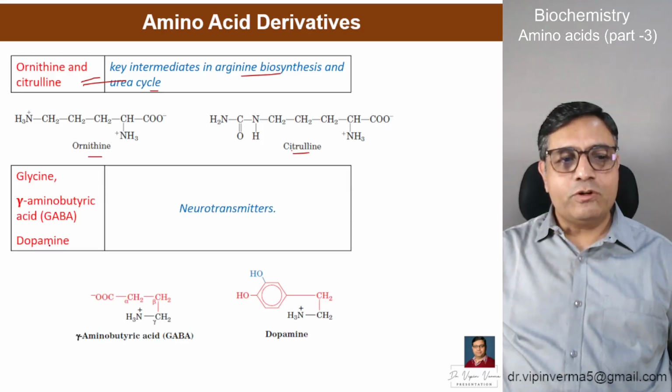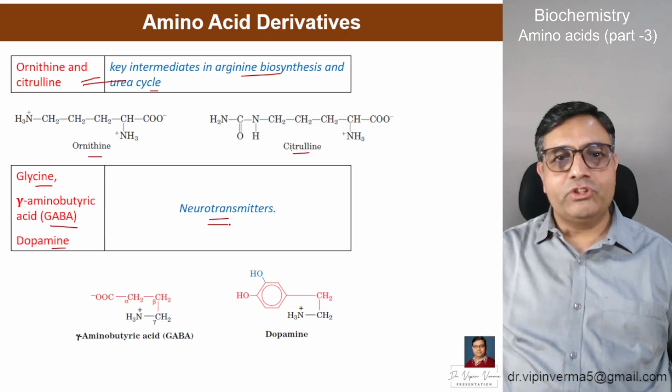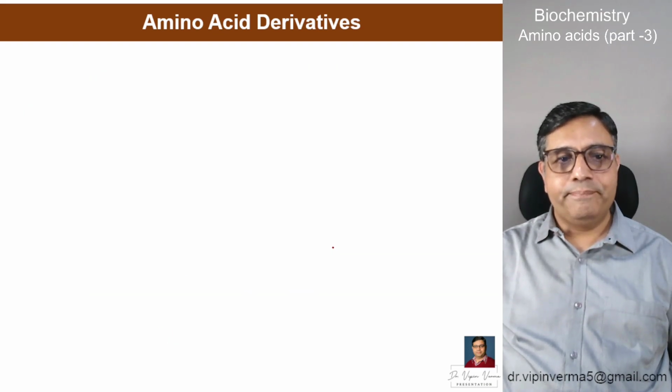Then we have a set of amino acids like glycine, and then we have gamma aminobutyric acid, or GABA in short, or dopamine. They all serve as neurotransmitters. All right, and they are very much critical to our nervous system. So you can see here the structure of GABA, and this is the structure of dopamine.